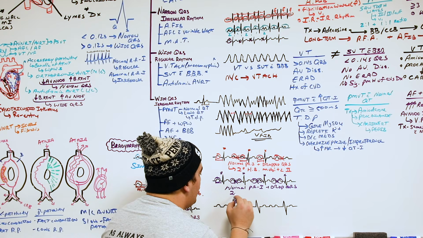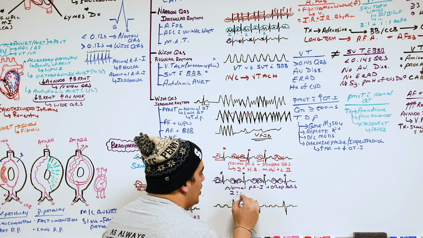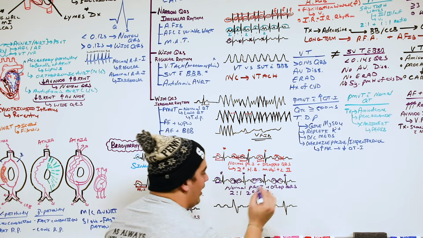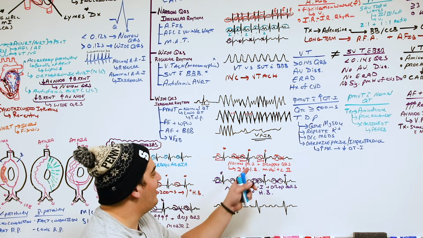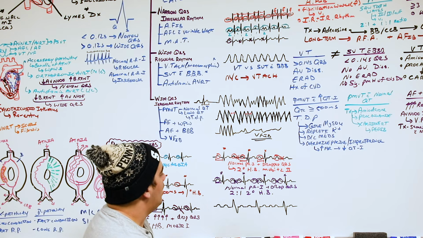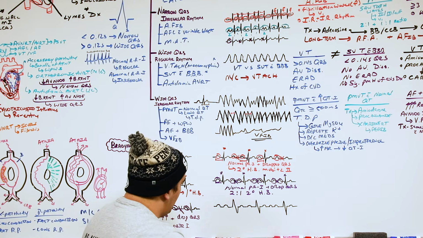That means for every 2 P waves that I'm firing, I'm only getting 1 QRS pattern. So I have a 2-to-1 second-degree heart block. Okay? It's kind of a variant of the second-degree heart block Mobitz 2. Okay, the last one here is looking here.